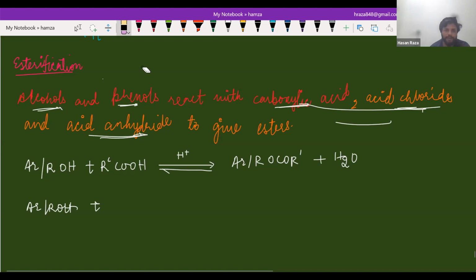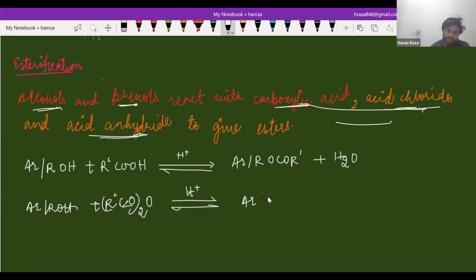It's very simple. R'-COOH reacting with an alcohol in the presence of H+. That is also a reversible reaction. Then we will again gain the same product. That means basically this ester along with carboxylic acid.